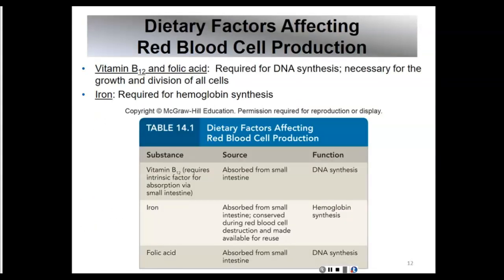There's some dietary factors that can affect red blood cell production as well. Vitamin B12 and folic acid are required for DNA synthesis, and they're necessary for growth and division of all cells. Iron is required for hemoglobin synthesis.